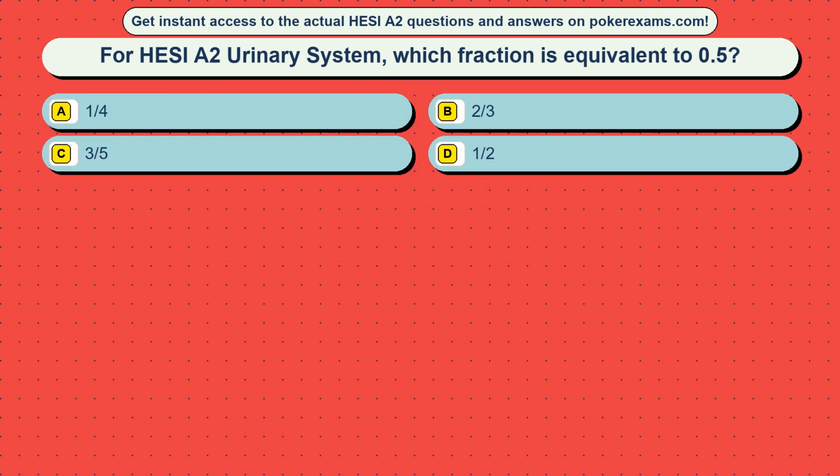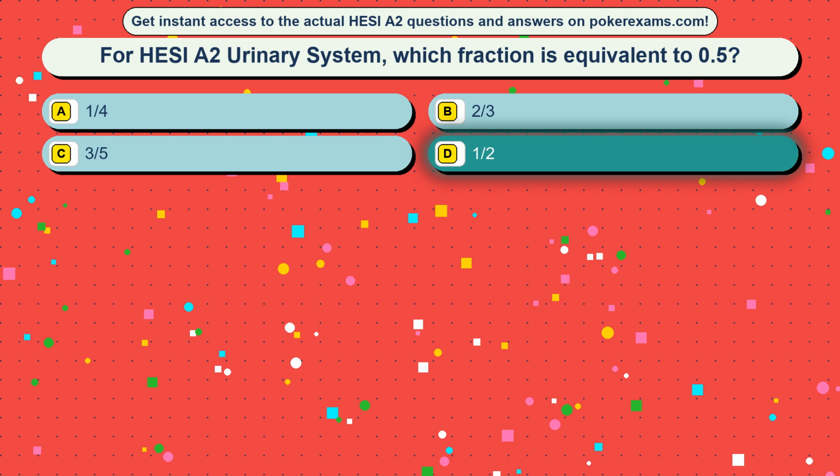Question 22. For HESI A2 urinary system, which fraction is equivalent to 0.5? Option A, 1/4. Option B, 2/3. Option C, 3/5. Option D, 1/2. The correct answer is option D, 1/2.